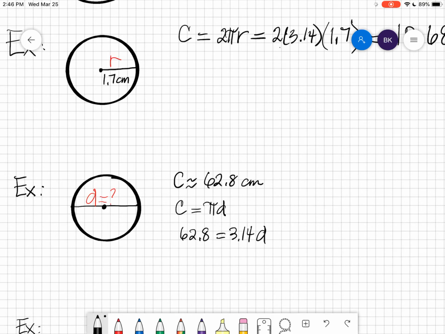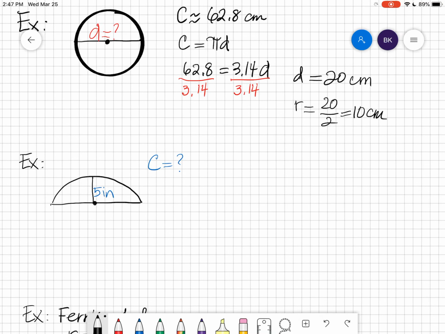How would I solve this equation? Easy, right? Opposite operation. I'm going to divide both sides by 3.14, and once you do so, your answer will be d equals 20 centimeters. Now, if you are asked to find the radius, you know that the radius is half of the diameter, so 20 divided by 2 will give you 10 centimeters as your radius.